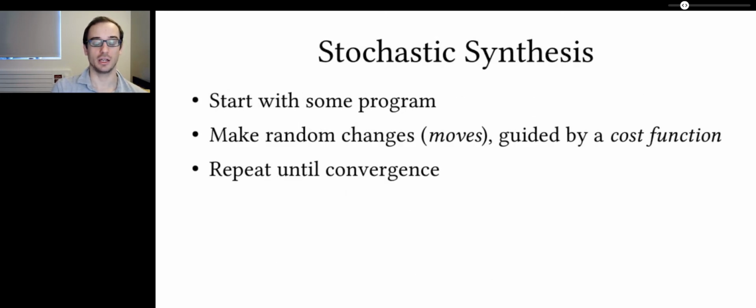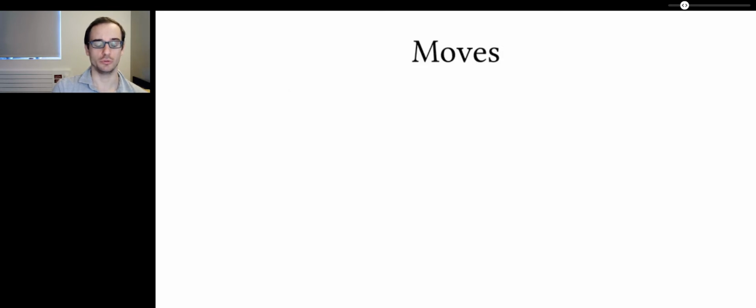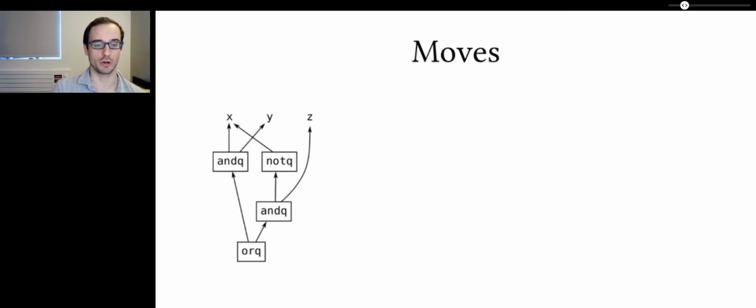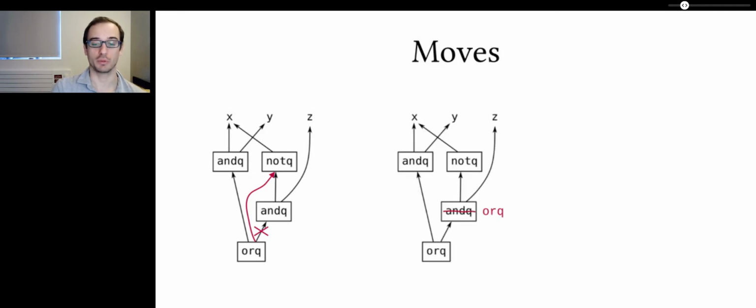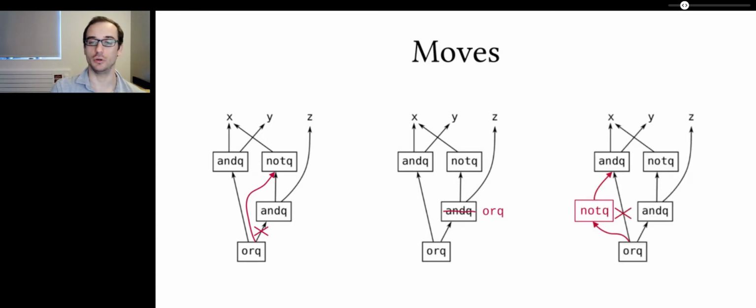Stochastic synthesis at a high level starts with a program and makes random changes called moves to that program to obtain new ones and is guided by a cost function. And then this process is repeated until the correct solution is discovered. So I want to start with the moves. Given some current program, the move is going to generate a new program. So one example is we could redirect an edge from one node to another, or we could replace an operation with a different one, or we could generate a new node entirely.